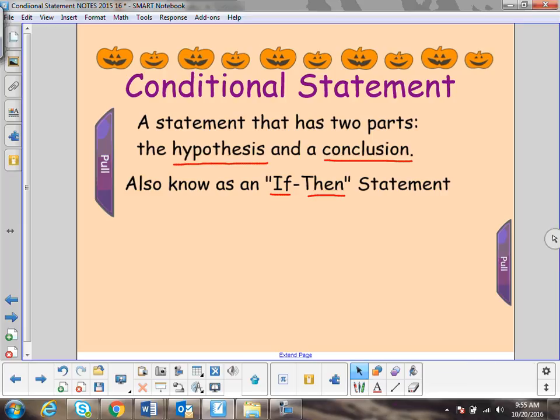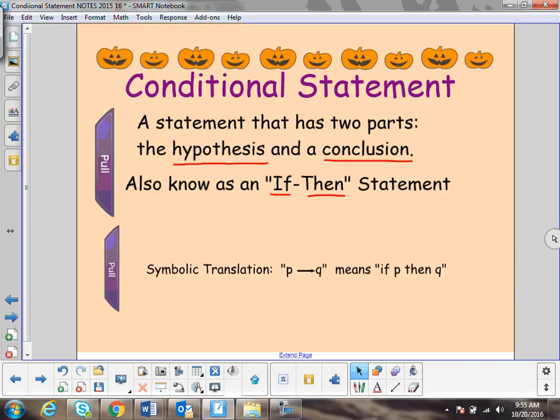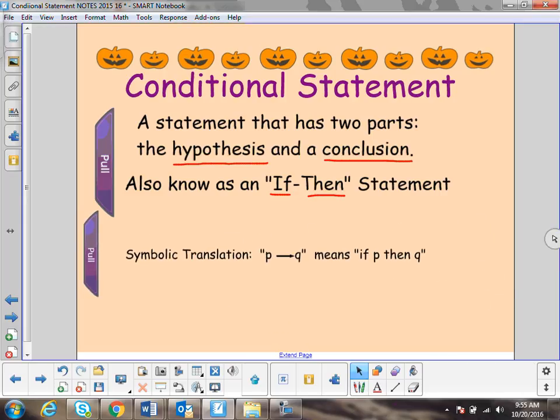Now we're also going to do a symbolic form. Mostly when it comes to proofs, they use a lot of symbols and variables. It's P, arrow to the right, Q, which means if P, then Q. Remember, P could be anything, Q could be anything. And so we'll do a lot of those. We'll do some that start relating to all the geometry theorems that we're going to go over.